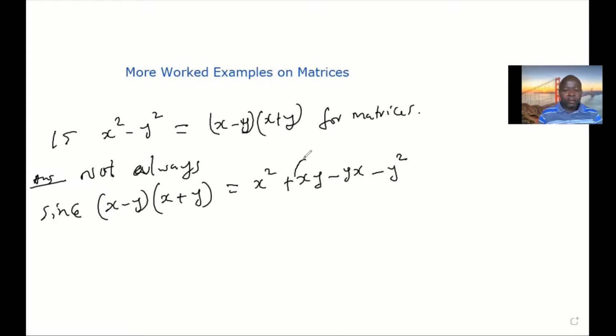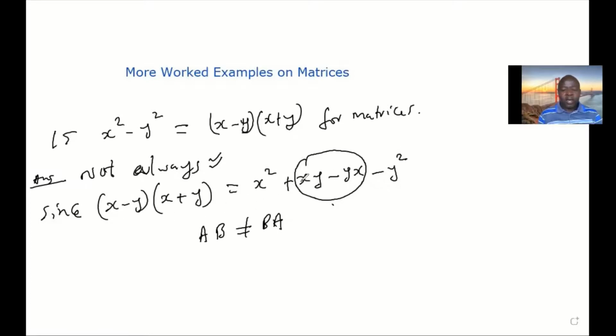But this part, is this part equal to 0? Not always, because matrices are not necessarily commutative. In the example that we saw earlier, we saw that AB was not equal to BA. So for some matrices, AB will be equal to BA. That's why I say not always. Because for other matrices, AB will not be equal. So for this kind of matrix, it's not true that this part will give you 0. But for other matrices where this part gives you 0, it will be true that x squared minus y squared would give you that.